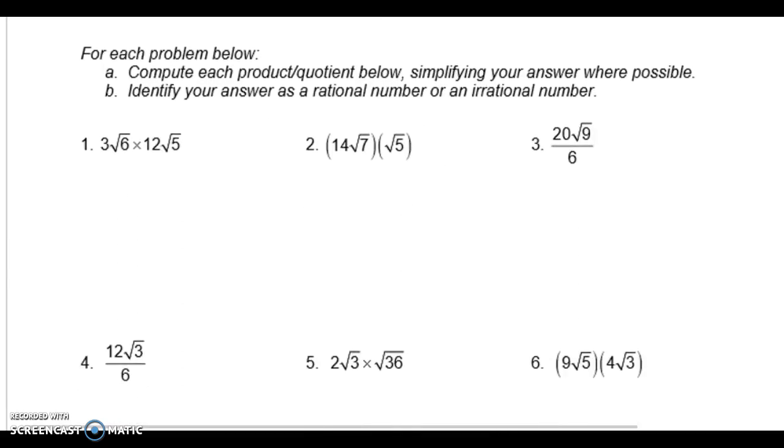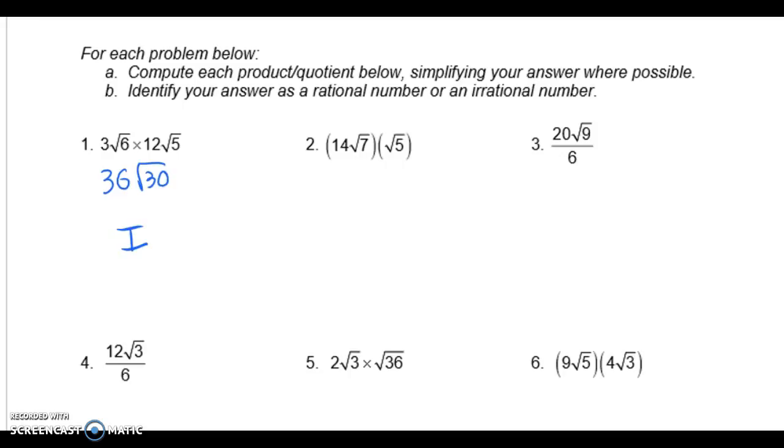So there's a couple of review problems here. Compute each product or quotient below, simplifying your answer where possible, and identify your answer as a rational number or an irrational number. So we're going to multiply these things together. I'm going to take 3 times 12. Those are my outside numbers, 36. And I take 6 times 5. That's 30. And square root of 30 is not a perfect square. So I know then my final answer then, this is going to be an irrational number.